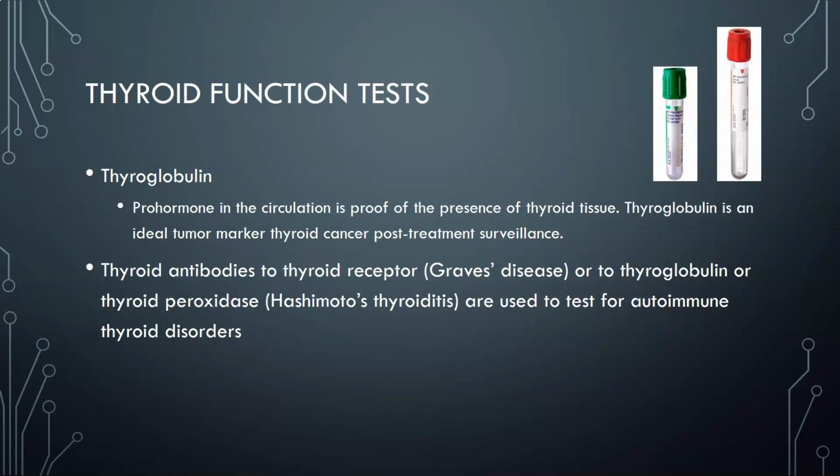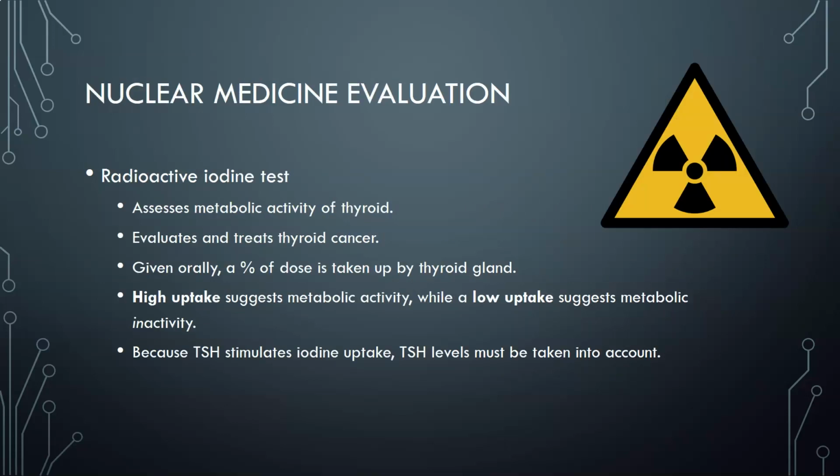Thyroid antibodies can also be ordered. So you can have antibodies to the thyroid receptor, which would be common in Graves' disease, or to either thyroglobulin or thyroid peroxidase, or both, for Hashimoto's thyroiditis. So these are both autoimmune thyroid disorders, and these thyroid antibodies would be used to test for these autoimmune thyroid disorders. So we can also do nuclear medicine evaluation.